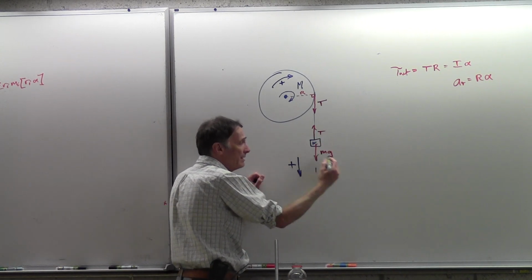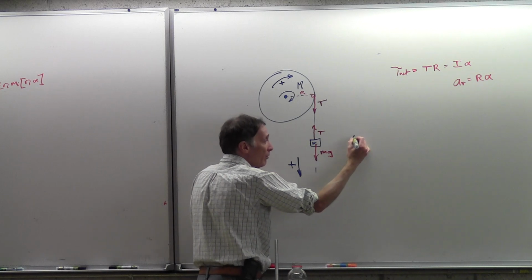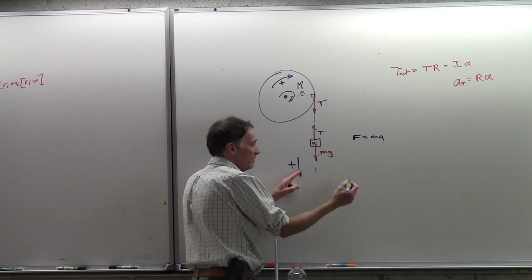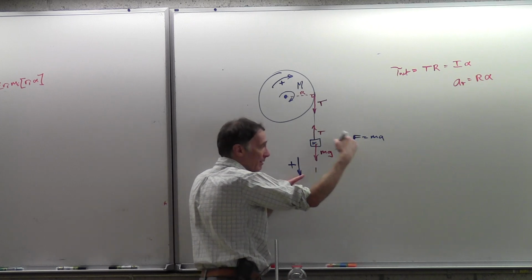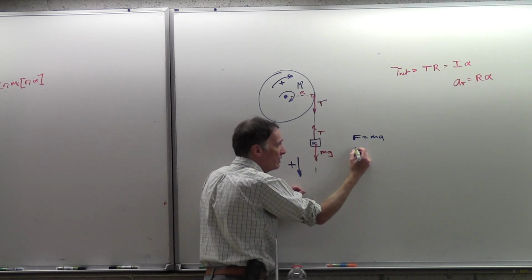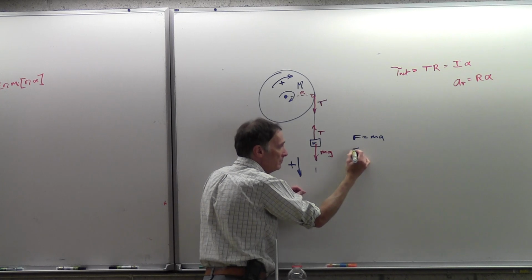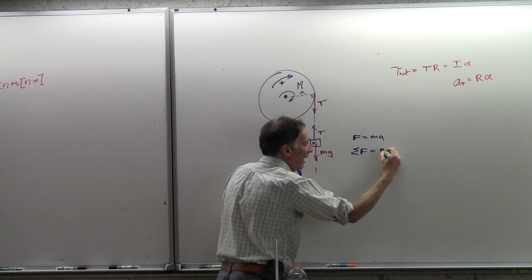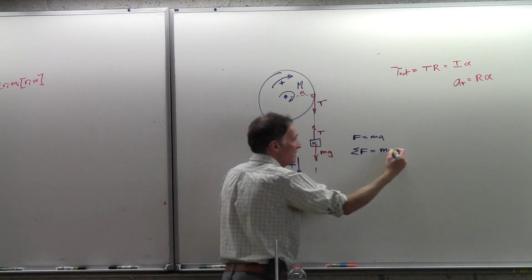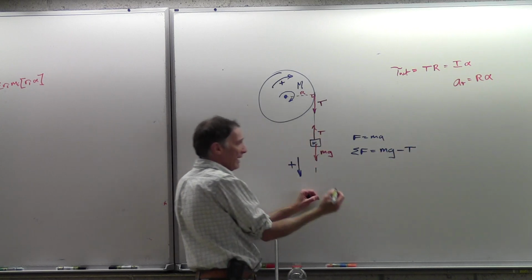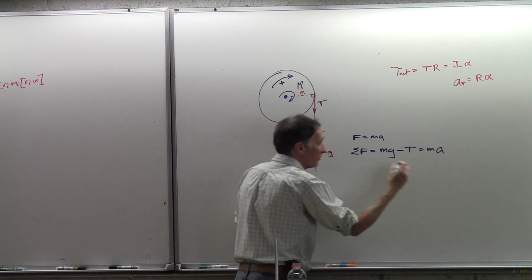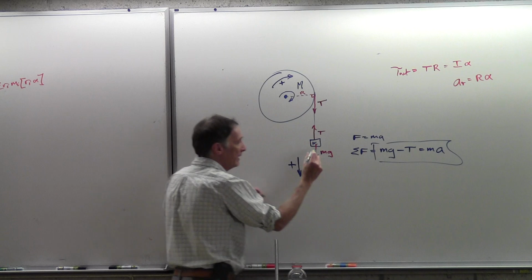Then we can look at this and do a good old F equals ma on this piece. This is old hat. This is going to be the plus direction, so the sum of the forces has to be equal to just mg in the positive sense minus the tension. And that should equal this one's mass, the little mass, times acceleration. And that's what's going on here.